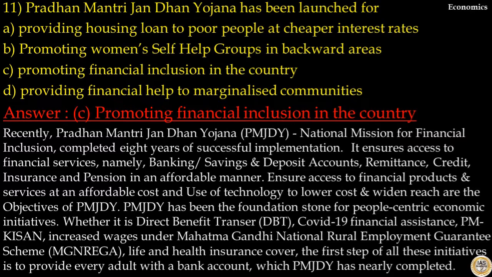This has been the foundation stone for people-centric economic initiatives, whether it is direct benefit transfer, COVID-19 financial assistance, PM Kisan, increased wages under Mahatma Gandhi National Rural Employment Guarantee Scheme, life and health insurance cover. The first step of all these initiatives is to provide every adult with a bank account, which Pradhan Mantri Jan Dhan Yojana has nearly completed. So, the answer to this question is option C.